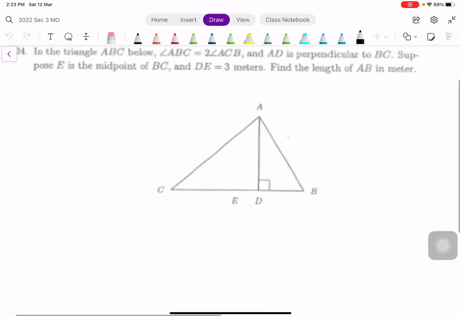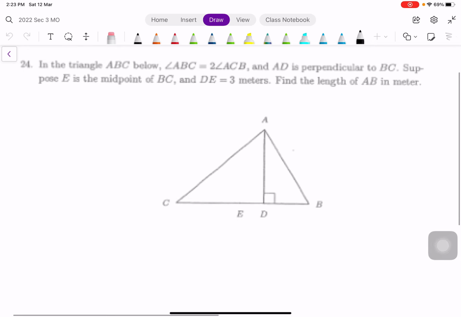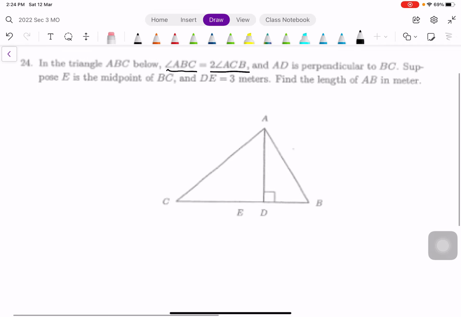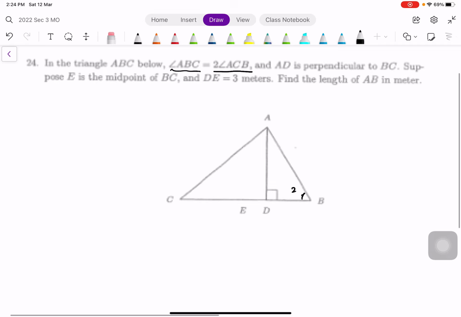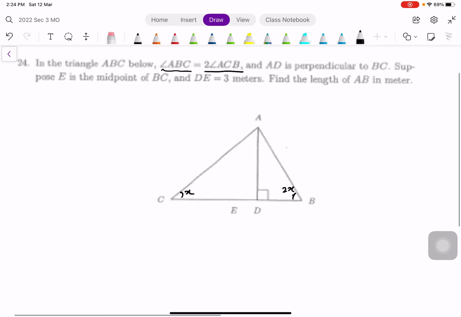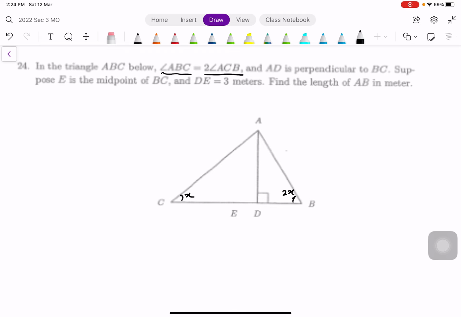Okay, let's look at question number 24. Can you see that it is given to us that angle ABC is equal to twice the angle ACD, or therefore ACB. Therefore, can I say that this is 2x? Take note, this part here is actually x, given in the question. And then your AD is perpendicular to BC. I think this one is clearly marked out, right?